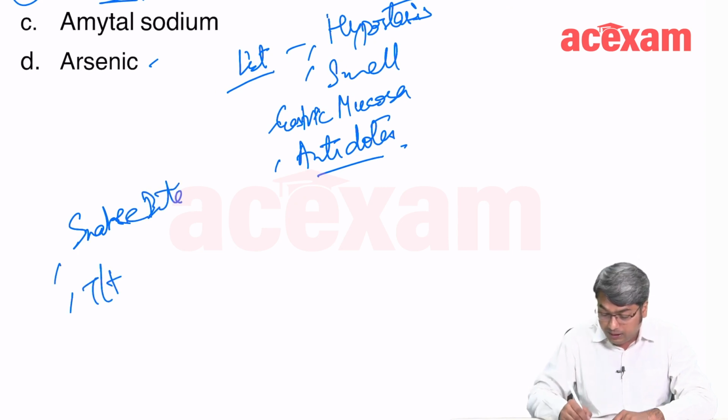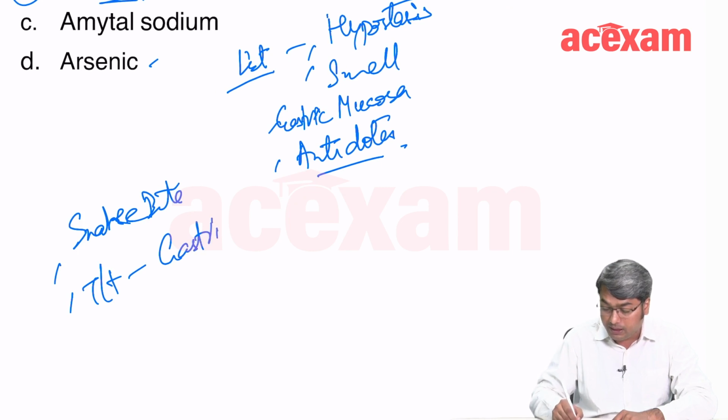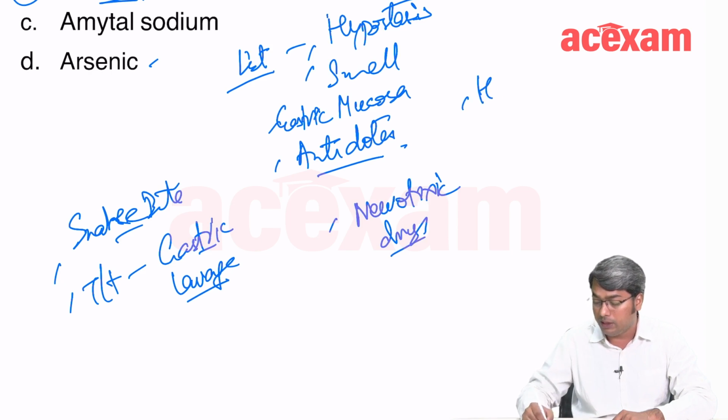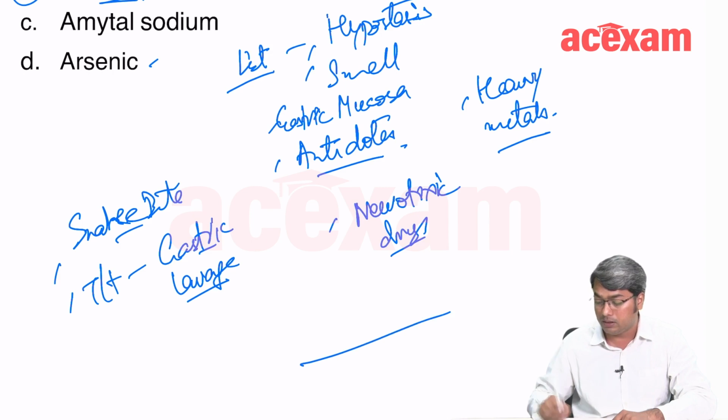In the treatment portion, we need to know gastric lavage, where it can be done and where it cannot be done. That has been repeatedly asked, and also snake bite, and also the common neurotoxic drugs and all the heavy metals. These are the areas from which questions repeatedly come in toxicology.